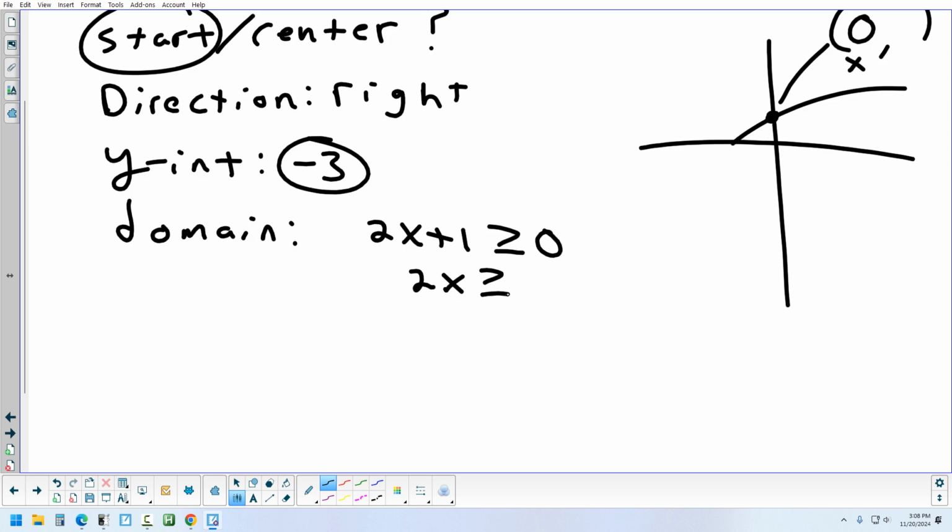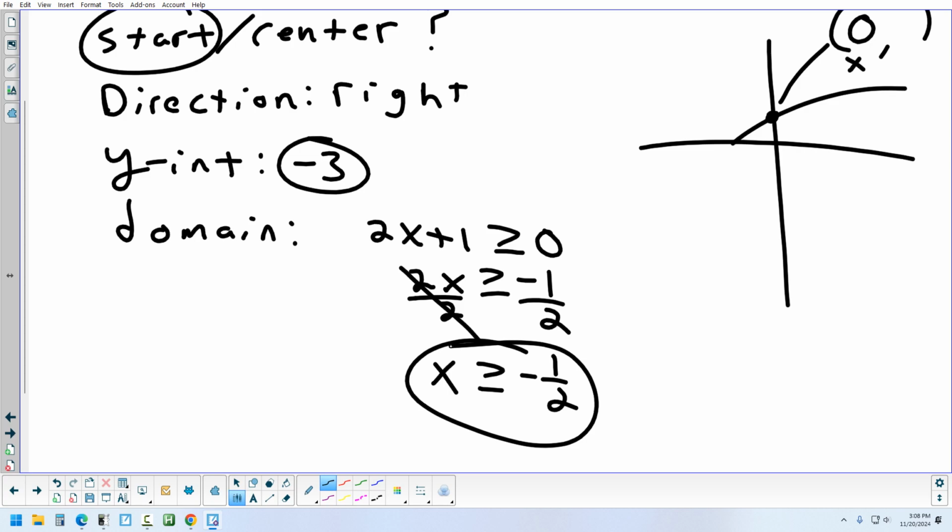Careful. Oh, negative. -1. And what would be our last step? To divide. Yep, and what would you divide by? 2 on both sides. So we get x is greater than or equal to negative 1 divided by 2. All right. That's how you could write your answer as an inequality.